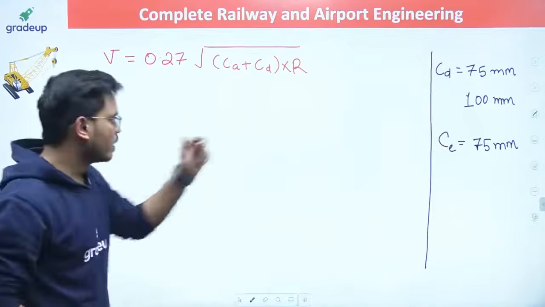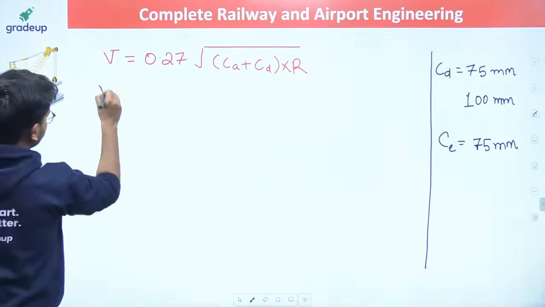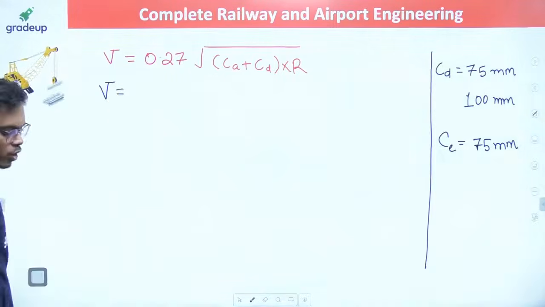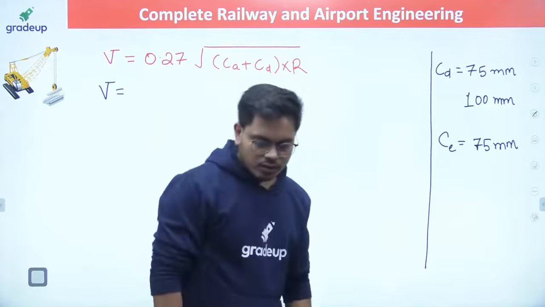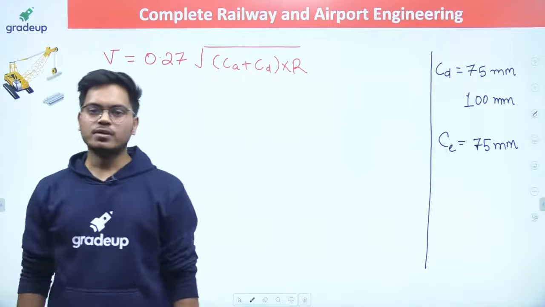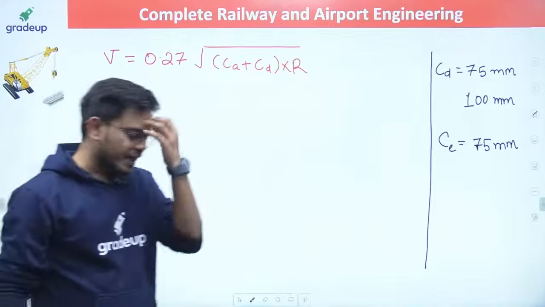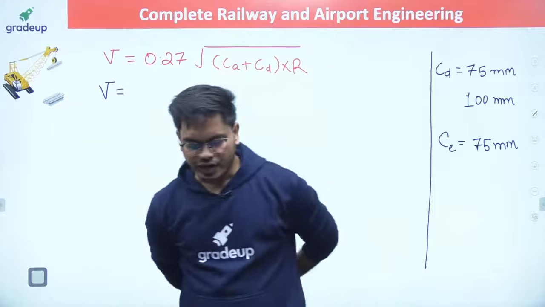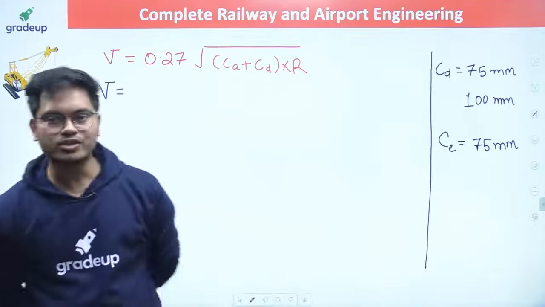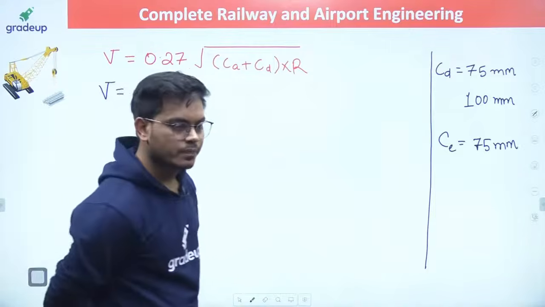Clear? Perfect. Now guys, let me know the velocity here. Everybody, how much are we getting? Actual cant is 100.8. The cant deficiency is 89.8. The radius is 875. So now you tell me guys, what should be the value of this velocity?